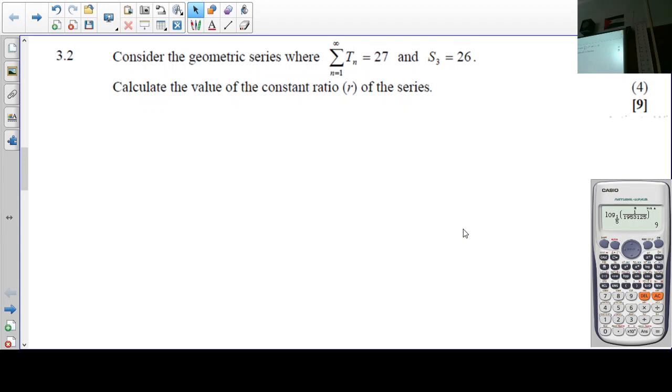People, we are told in 3.2, consider the geometric series where sigma Tn, n is equal to 1 to infinity, equals 27.